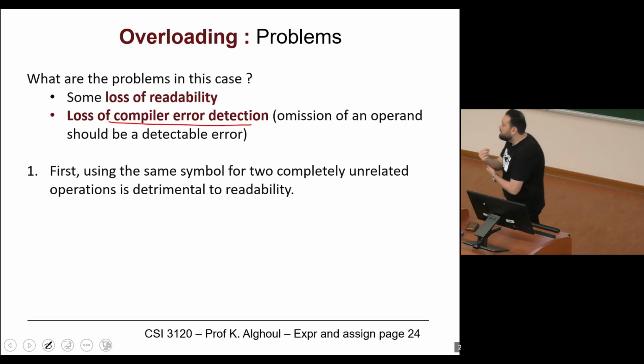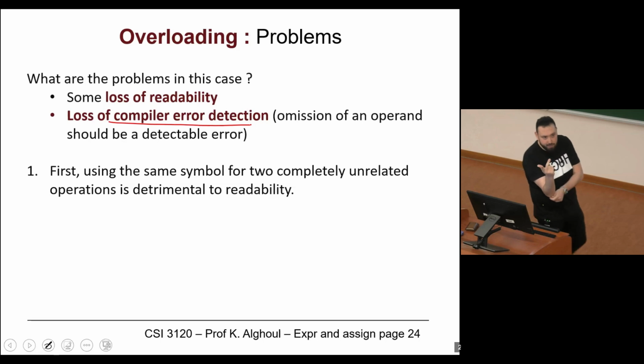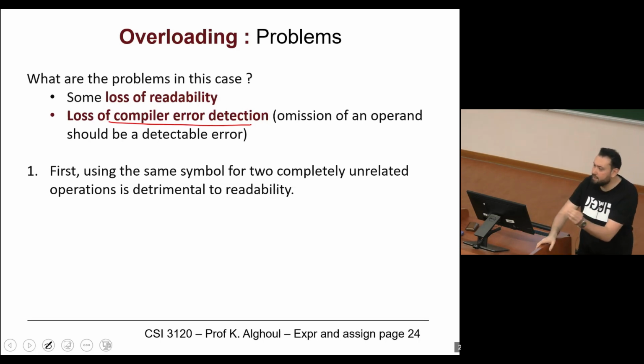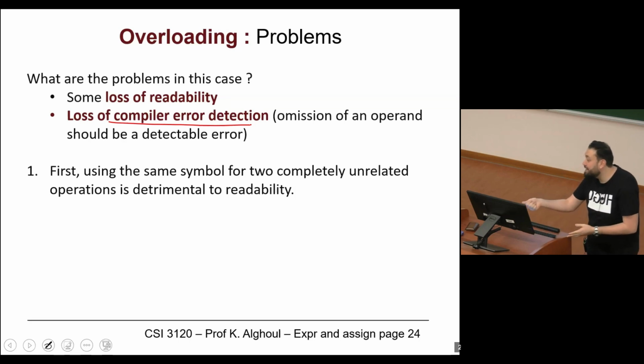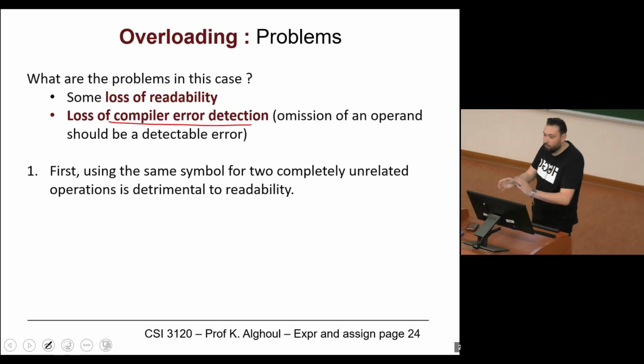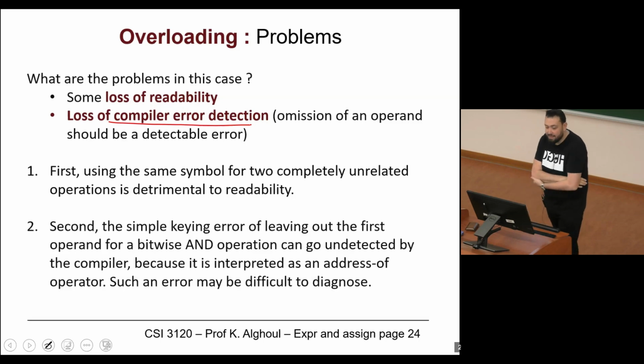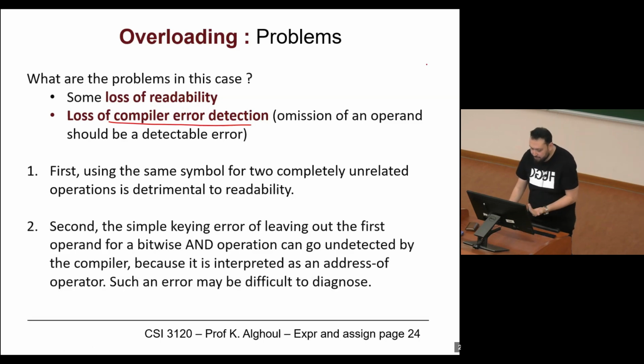Why? When we use plus, and also, for example, when you use the minus, like A minus B, but also we have minus B, still related, right? Like negative. But in this case, the ampersand has nothing to do with the address, right? It's completely different. So readability-wise, some of the readability is going to be lost. The other thing is that, as I said, the simple keying error: if you just made a simple mistake, sometimes leaving out the first operand for a bitwise AND operation can go undetected by the compiler.